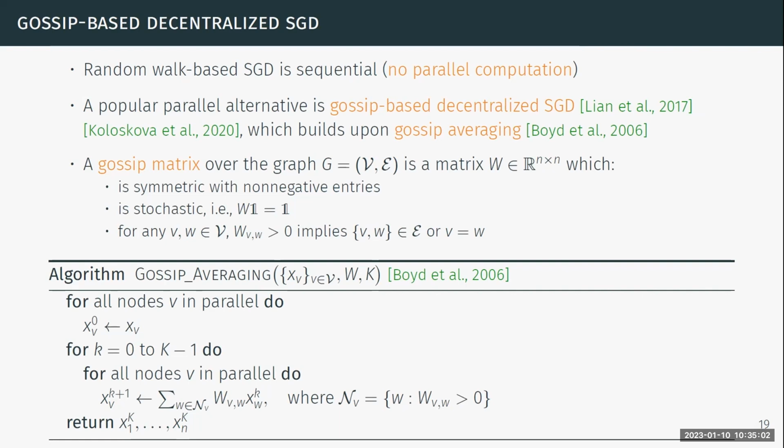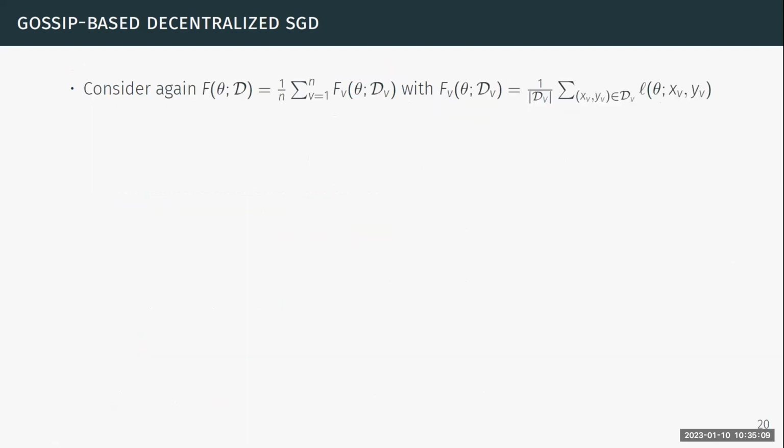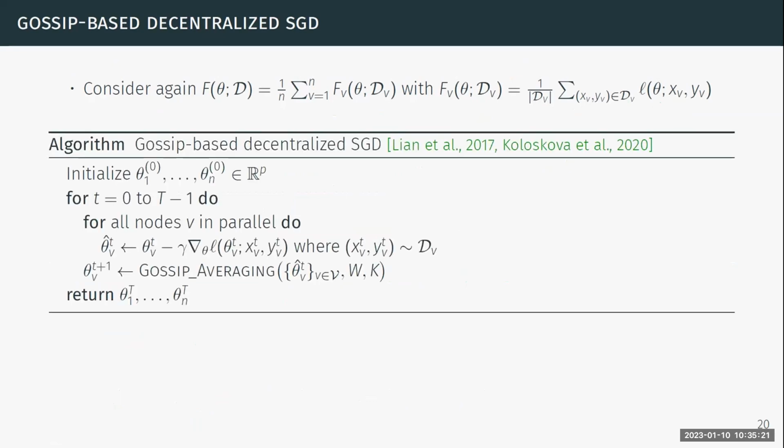The cool thing is that we can build on this idea to do optimization, so to do a decentralized SGD algorithm, which is going to be quite simple. Again, we're just going to consider the same objective function where each node has a local objective, and maybe each local objective is the average of the loss over the local data points. And the gossip decentralized SGD looks like this.